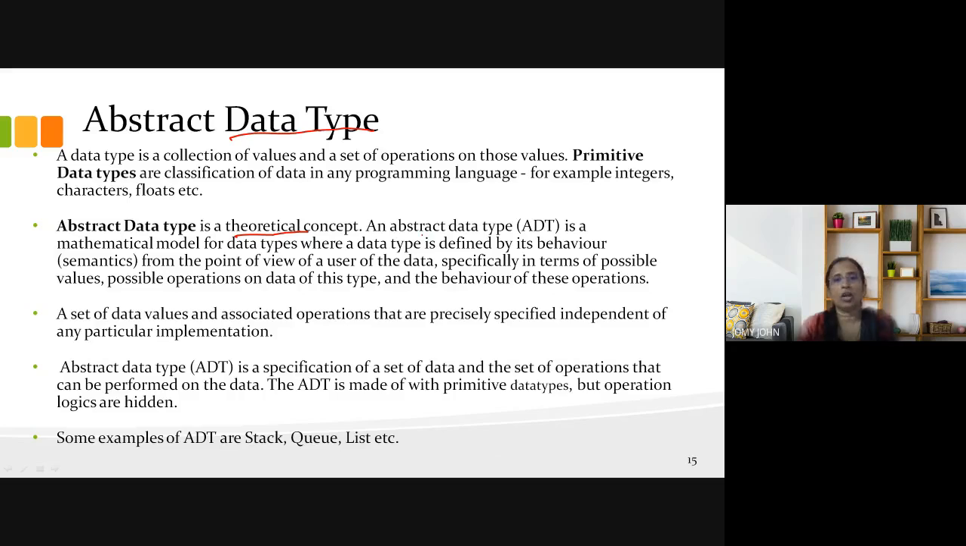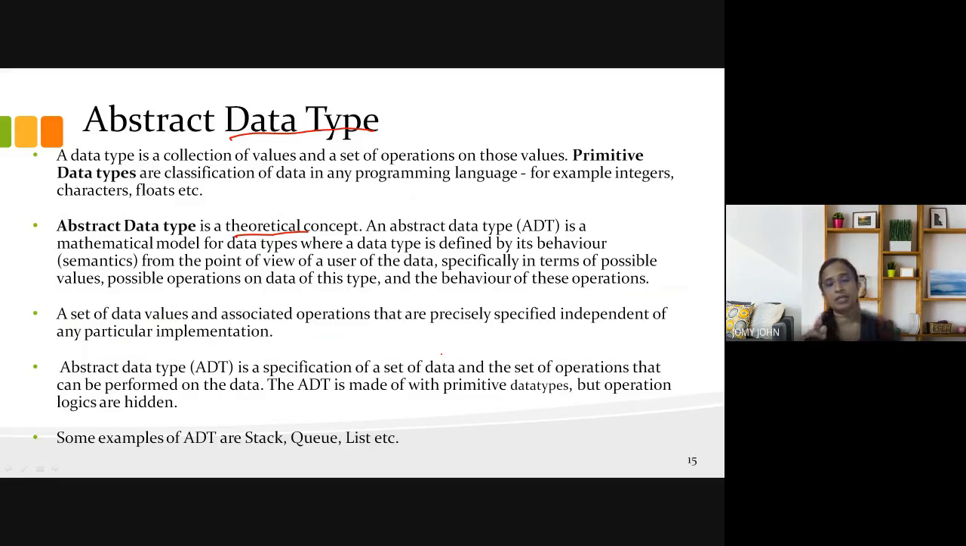So ADT, or abstract data type, is a mathematical model for a data type where a data type is defined by its behavior from the point of view of a user, specifically in terms of possible values, possible operations on that value, and behavior of those operations. We can understand this concept better when we learn an abstract data type. Here we have data values and associated operations that precisely define this ADT. It is a specification of a set of data and a set of operations that can be performed on the data.